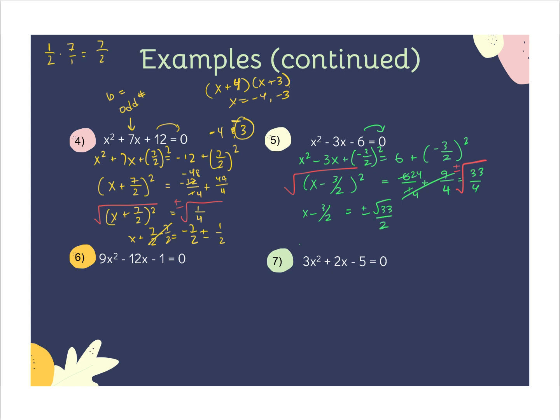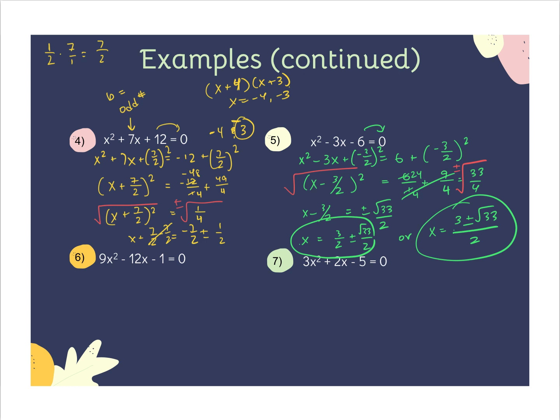And so I'm going to add 3 halves to both sides, and I'm going to get x equals 3 over 2 plus or minus square root of 33 over 2. And this would be an acceptable answer, or you could do x equals 3 plus minus square root of 33, over 2 like that, and combine it. Either way is fine. Okay?